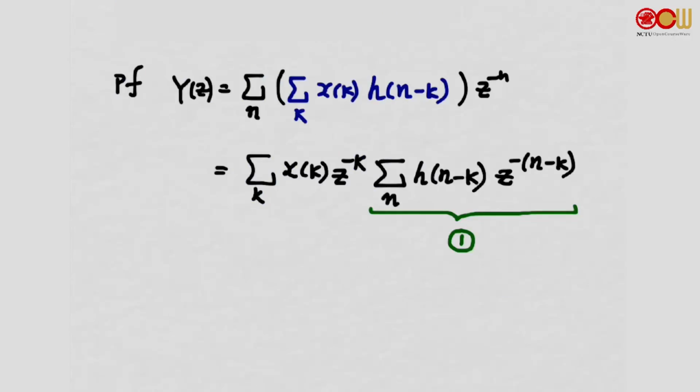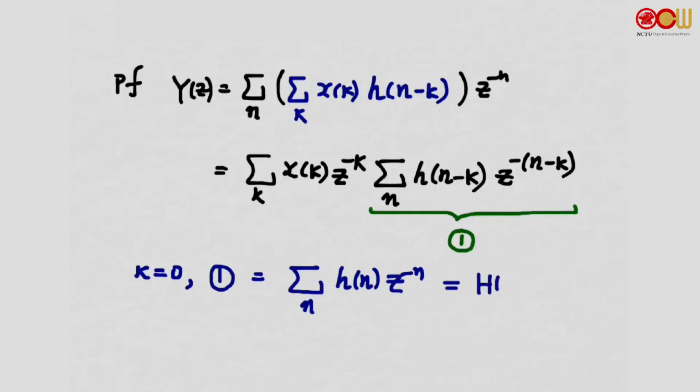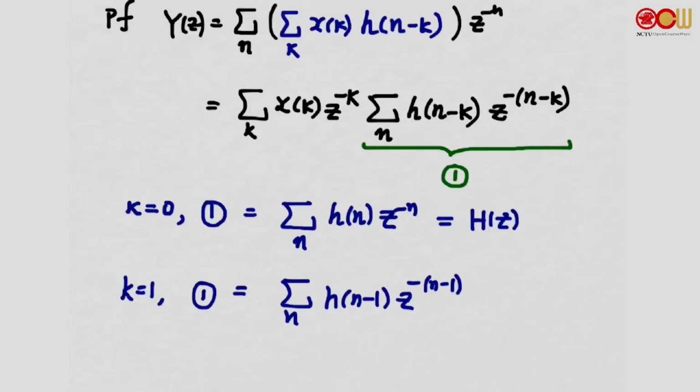This green term here would depend on k, so let's try out a few possible choices of k and see what it is. For example, when k is equal to 0, then this term becomes the sum over all n of h[n] z^(-n). And what is this? This is H(z). In the case when k is equal to 1, we get the summation over n of h[n minus 1] z^(-(n minus 1)).